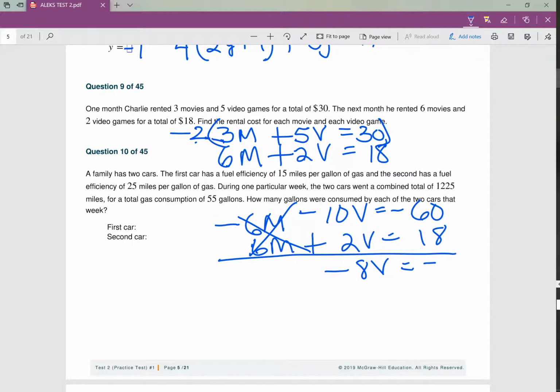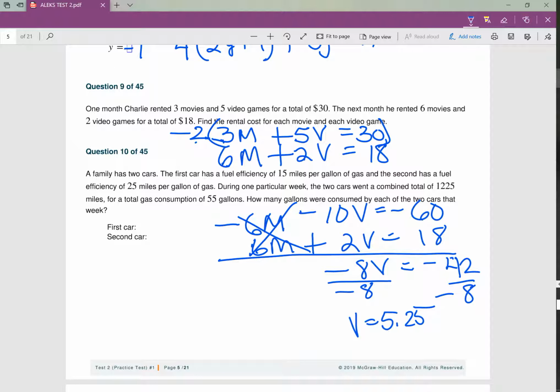Let's see here, I have to use a calculator. It's early in the morning, and I am going to make sure that I don't make a mistake with this one. So we have -60 minus 18, which gives me -42. And I'm going to divide by -8 on both sides of this equation. And so this gives me a total of $5.25 is how much the video games are costing.